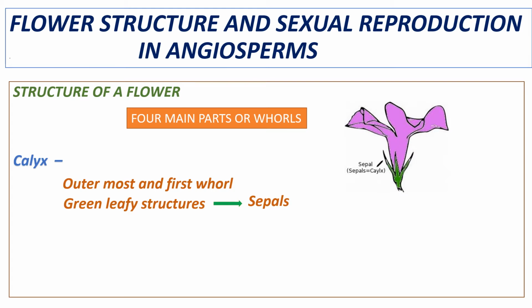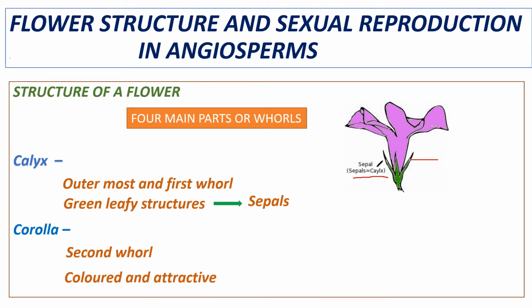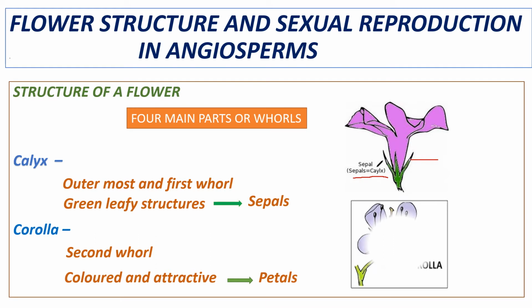In this image, you can see these are sepals. Together they make the calyx of the flower. The second part is corolla. It is present in the second whorl of the flower. It is made up of colored and attractive structures called petals. In this image, these are individual petals of a flower which together form the corolla of the flower.